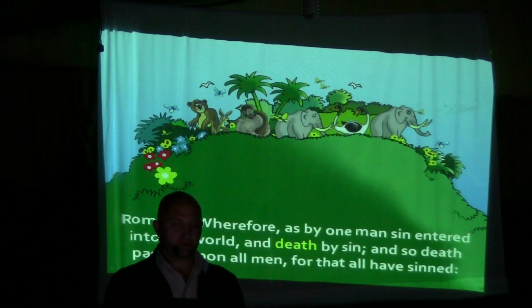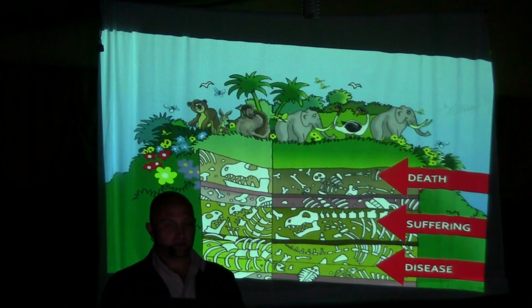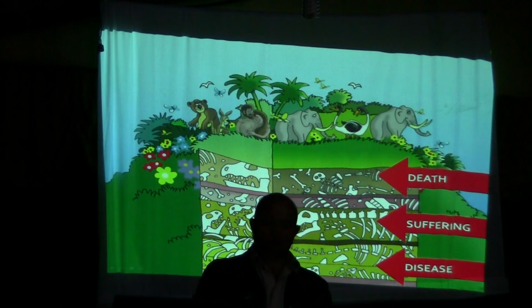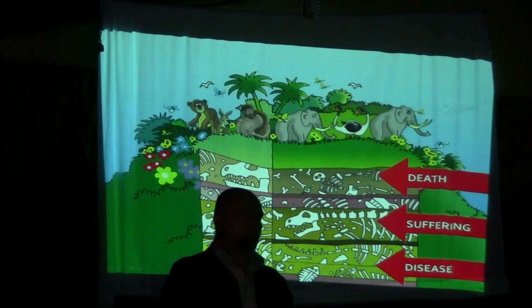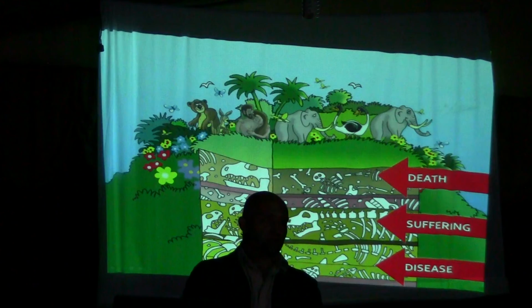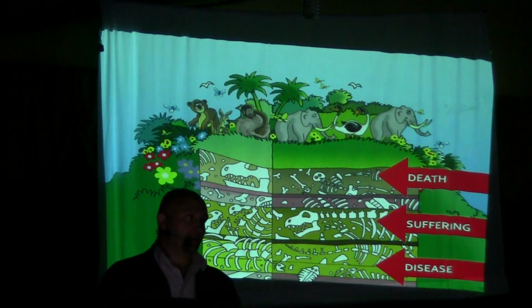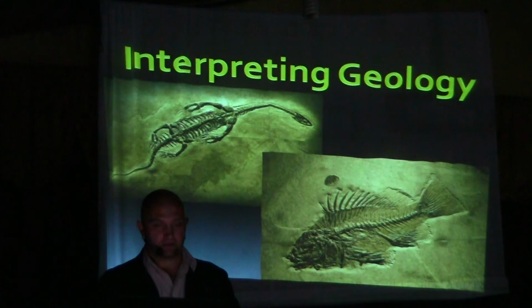Just to link to that, Romans 5:12 says, wherefore as by one man sin entered into the world, and death by sin. So before sin there was no death. And so death passed unto all men, for that all have sinned. What do we find today? We find sedimentary layers with millions of dead things, fossils, representing death, suffering, and disease. God didn't create it that way. That we can gather from Genesis, when we interpret Genesis. So as I said, something must have happened to have formed it that way. Or God is a liar. That's the other alternative.